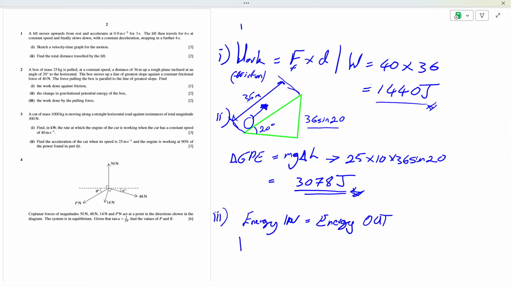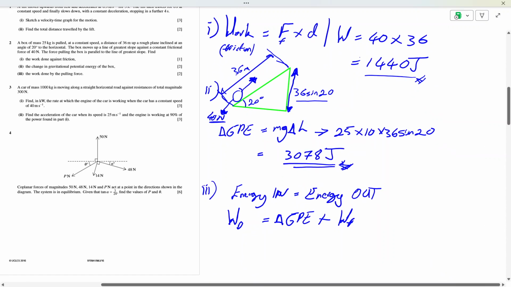So that work done by the pulling force, I'm just going to call it D for driving, is going to be equal to, where is that energy going? As the box is being pulled up, it's gaining height here. So some of it is going into GPE. And then where is the other energy going? It's going into the work done against that frictional force of 40 newtons. So plus the work done by the frictional force.